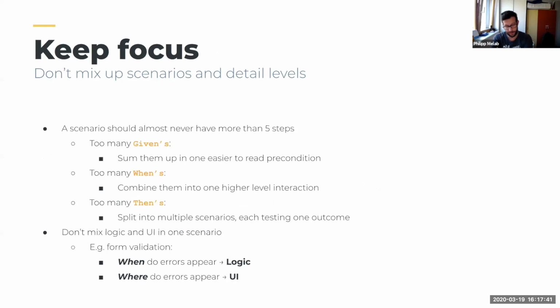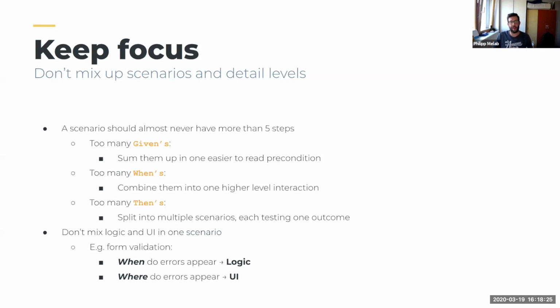Then another rule of thumb is to keep focus and don't mix up scenarios and detail levels. A scenario should almost never contain more than 5 steps. This is a rule of thumb. There might be scenarios that very well fit 7 steps, and there are a lot of them that can be done in 3 steps. But in general, if you have a very long scenario, it's very unlikely that somebody's going to read and understand it.